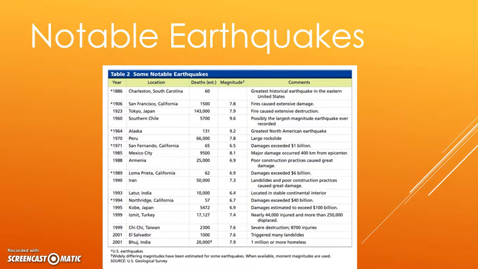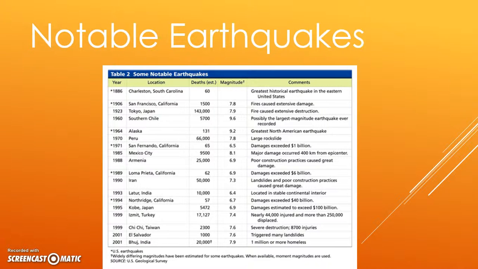The greatest one that's on this list is from Tokyo, Japan in 1923. There were 143,000 deaths. It was a 7.9. However, the largest that's on this scale is a 9.6, and that was from southern Chile in 1960.